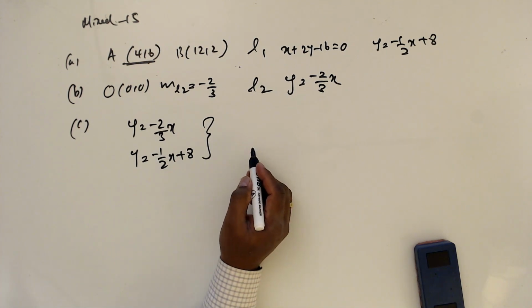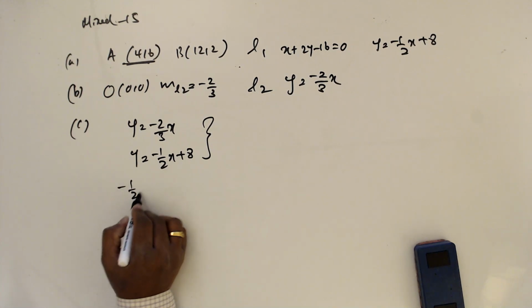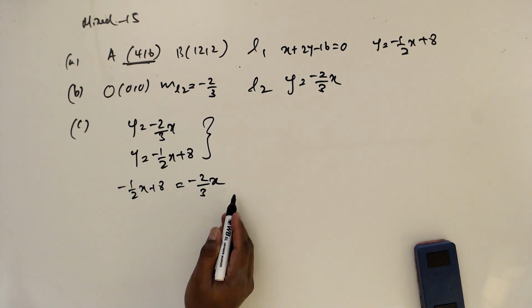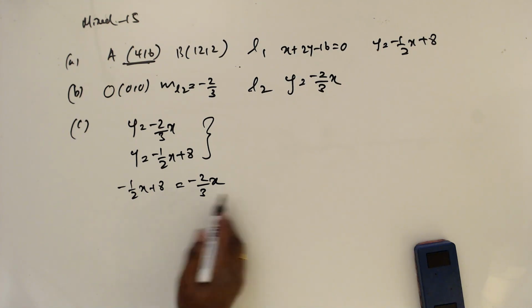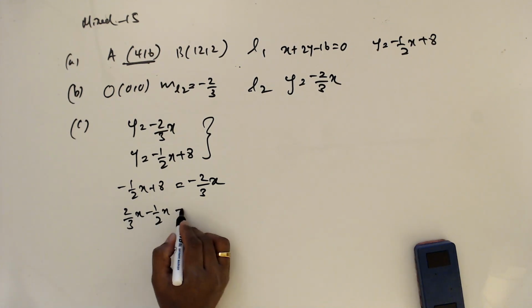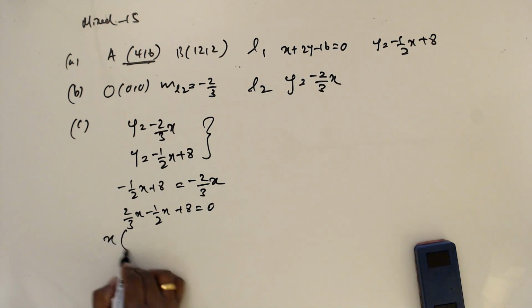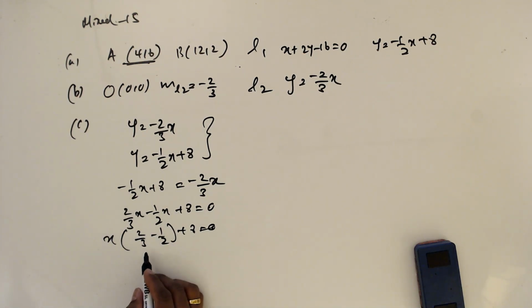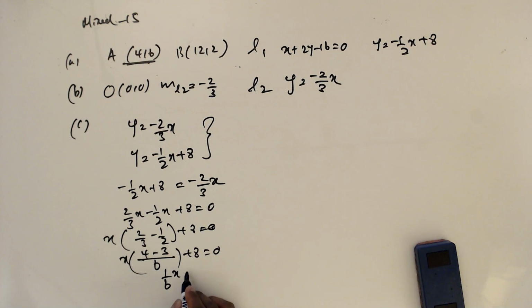Now we have to solve those two equations. Minus half x plus 8 equals minus 2 over 3 x. So I'll bring it to the other side, or left side: 2 over 3 x minus half x plus 8 equals 0. When I take x out, (2 over 3 minus half) x plus 8 equals 0. So the LCM is 6: this is 4, this is 3, so 1 over 6 x plus 8 equals 0. So 1 over 6 x equals minus 8.